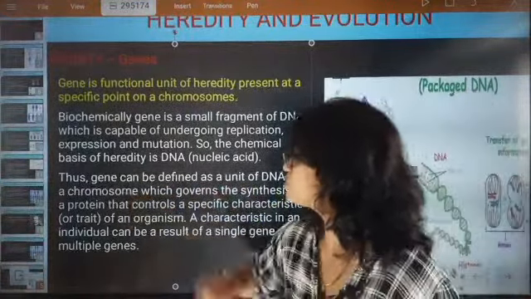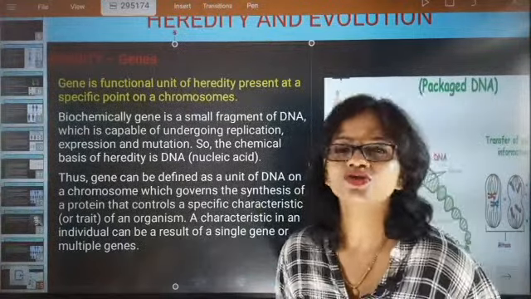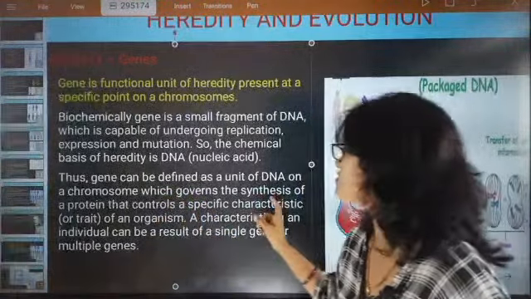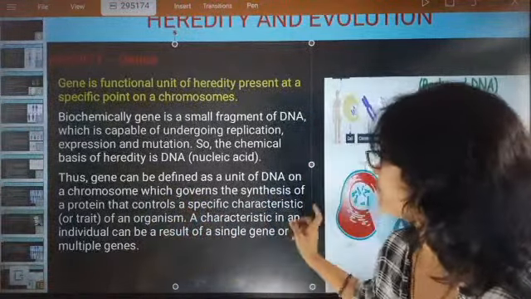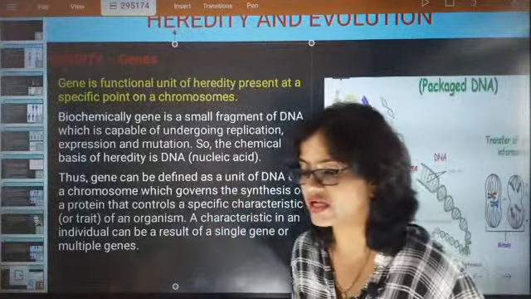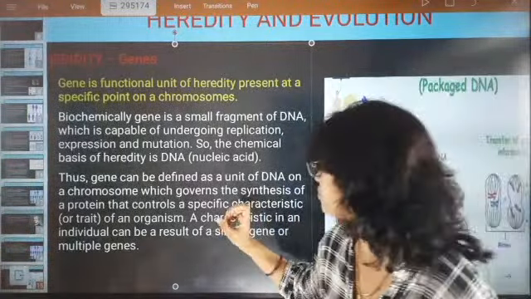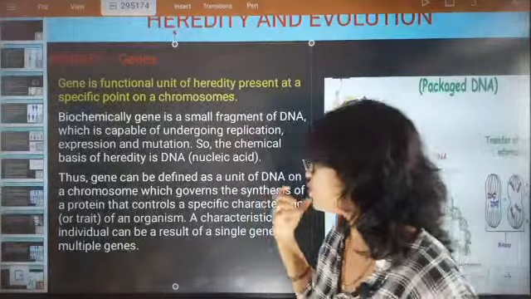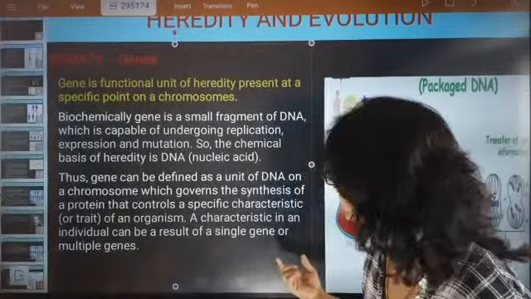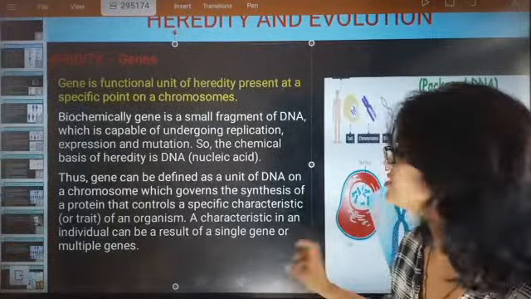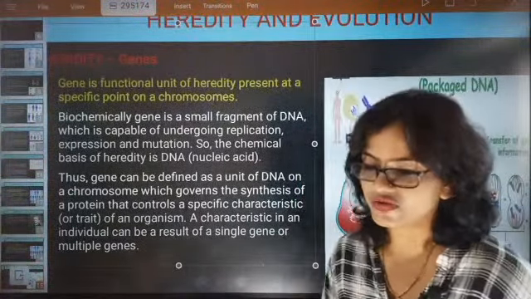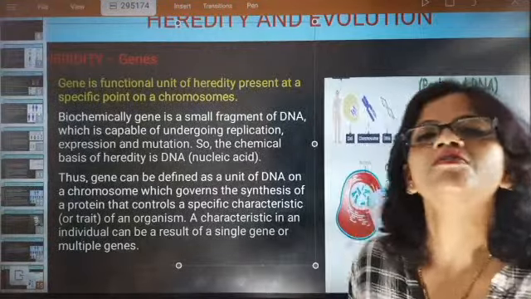On a chromosome is where it is present. So the chromosome contains DNA, and the DNA will have genes. The gene governs the synthesis of a protein that controls a specific character of an organism. So this protein is controlling the character. And a characteristic in an individual can be the result of a single gene or multiple genes.